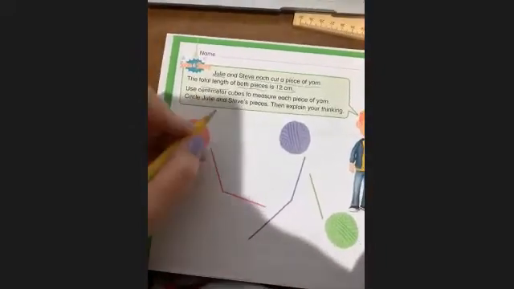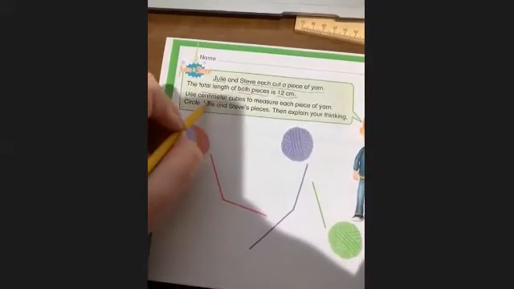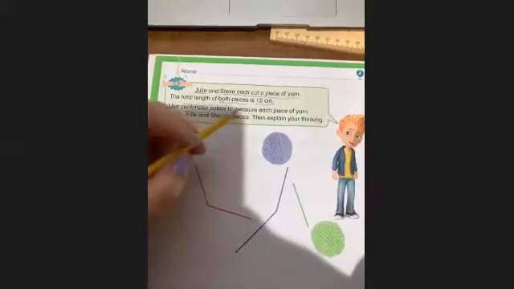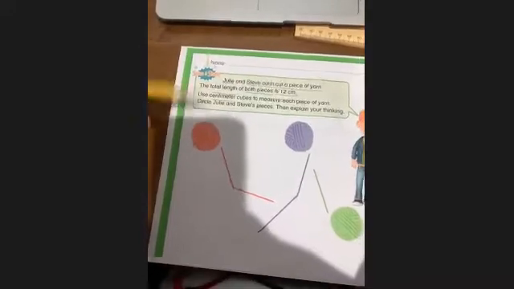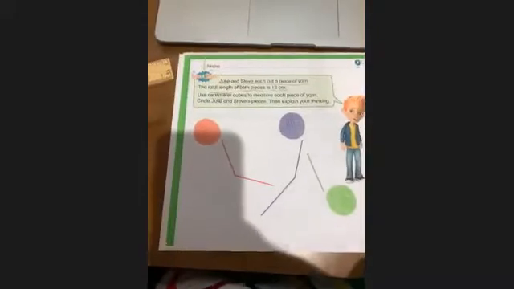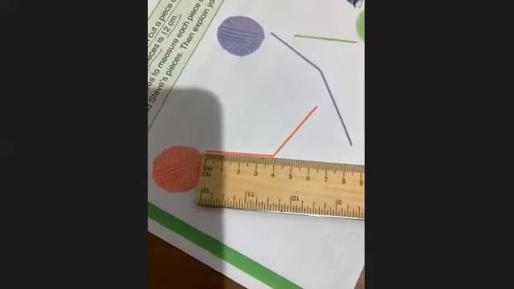We don't have centimeter cubes, so we're just going to use the centimeter side of our ruler. So we're going to measure each piece and then figure out which one belongs to Julie and Steve. So remember that the total length of both pieces is 12 centimeters. So I'm going to get the centimeter part of my ruler, and I'm going to start here. I'm going to measure this part first.